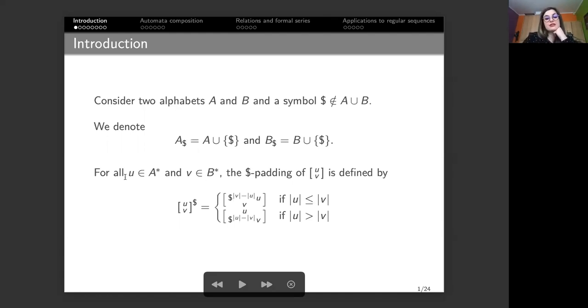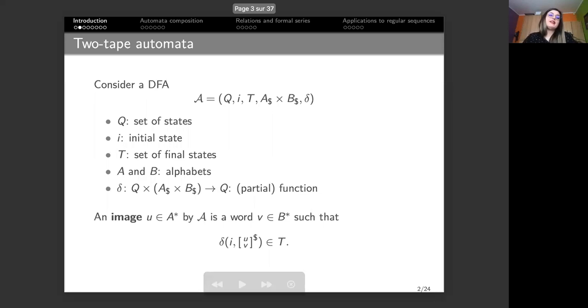If I want to talk about the pair of words U and V, I can't say that it's a concatenation of pairs of letters. So to be able to talk about concatenations of letters, I just need to pad the smallest word between U and V with the padding $. That is what is written here. Why do I need that? It's to talk about two-tape automata.